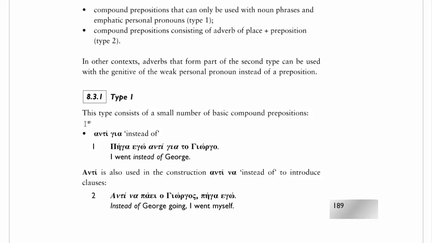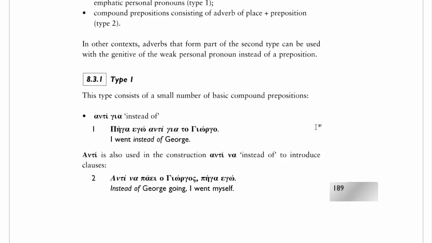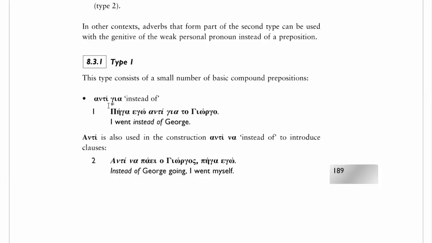Type 1. This type consists of a small number of basic compound prepositions. Αντί για, instead of.